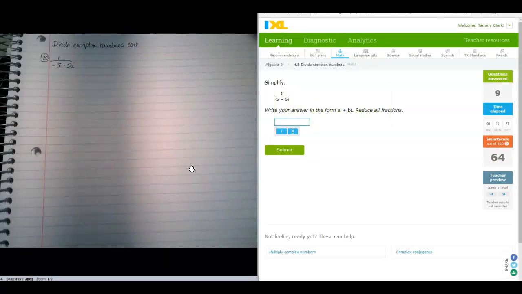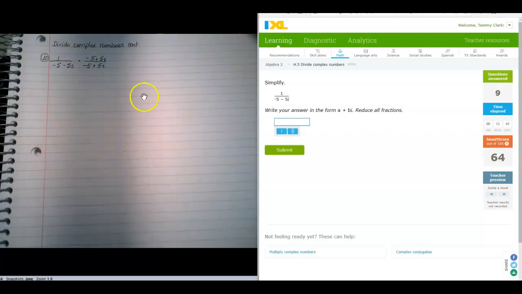Now, on number 10, you might notice it's a little bit different. In all the problems before, or I should say a couple of problems before, the binomial has been on the top or in the numerator. This time, the binomial's in the denominator. So that changes our process a little bit. What we're going to do now is multiply by the conjugate.